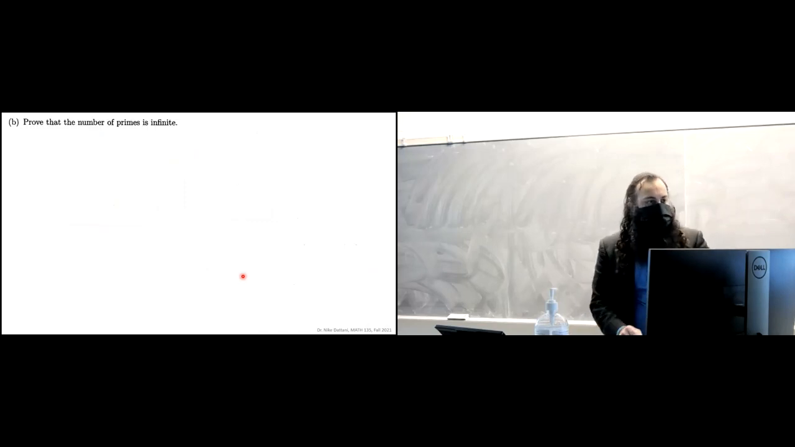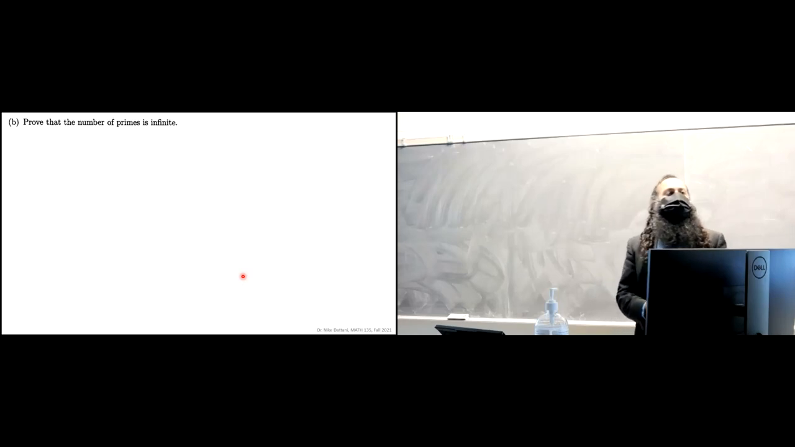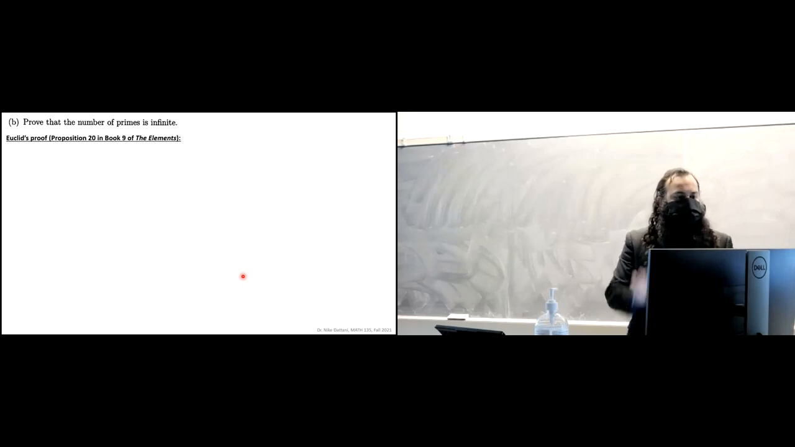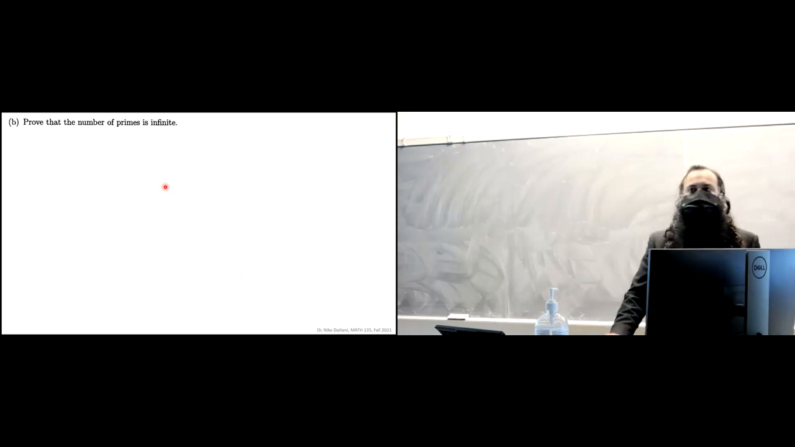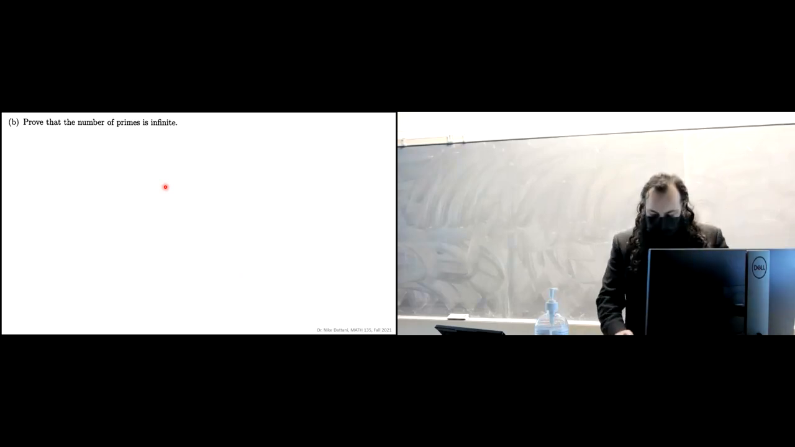All right, so prove that the number of primes is infinite. How many people tried this at home? Good, good, good. And now you know how to prove it? Okay. Can you name an early mathematician that proved this a long time ago? I gave you the answer on MS Teams because you missed last class. Okay, yeah. So Euclid's proof. What's the name of Euclid's most famous series of books? The Elements. All right. So Proposition 20 of Book 9, The Elements.